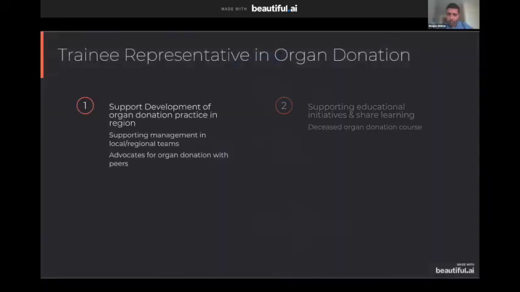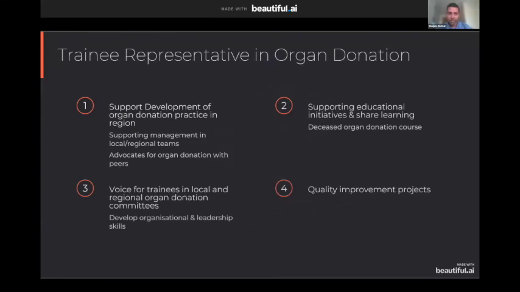The role of trainee representative in organ donation is multifaceted. One is to support the development of organ donation practice in the region, working with the local and regional teams, CLODs and SNODs, and also to act as advocates for organ donation amongst the peers of trainees. The second is to support educational initiatives and share learning across regions, and the Deceased Organ Donation course is an excellent example of courses that TRODs have attended and also help out on the faculty of. Thirdly, they also act as a voice for trainees in local and regional organ donation committees, and this helps trainees to develop organizational and leadership skills, potentially with a view to future involvement as donation physicians.